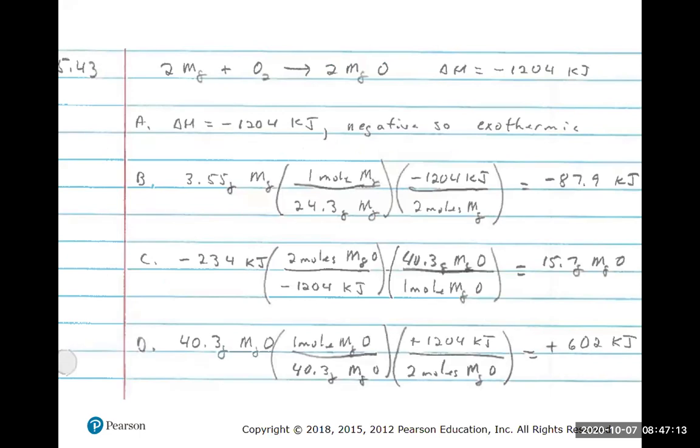Okay, so the first one, 5.43, that we're going to go through. In this, we have the reaction up top: magnesium plus oxygen gives magnesium oxide. And it tells us what the delta H is. It's minus 1204 kilojoules. So if delta H is negative, is that exothermic or endothermic? Exothermic, yeah. Remember, negative is exo, endo is positive. So we know right off the bat that this is an exothermic reaction.